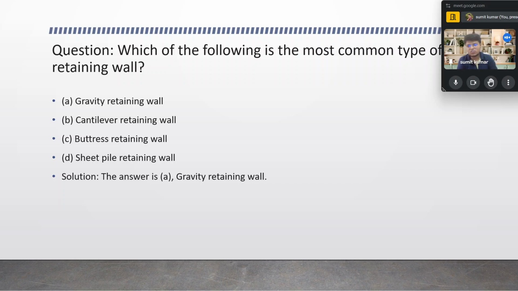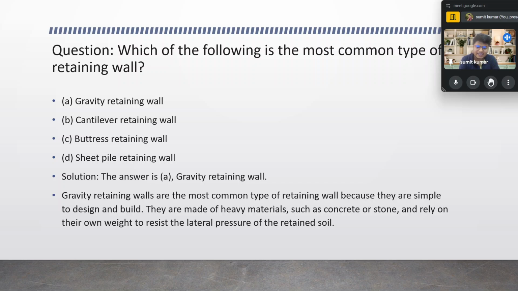So the gravity retaining wall is the most common type of retaining wall, as they are simple to design and build, and they are made of heavy materials such as concrete or stone, and rely on their own weight to resist the lateral pressure of the retained soil mass.